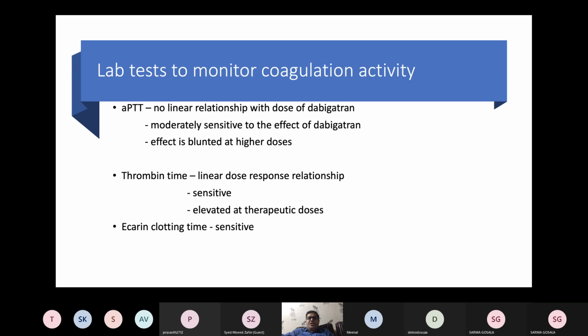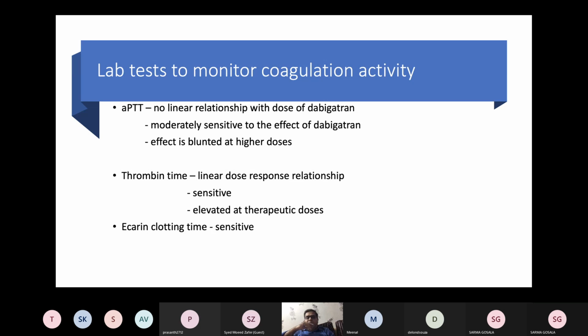So what are the lab tests you use to monitor these NOACs? You don't require to do it very regularly or closely, but there are situations where, for example, if there's a hemorrhage, you need to think, or if there is a question of compliance with the medications, then you need to look at these tests when you're using NOACs. With APTT, there's no linear relationship with the dose of dabigatran. It is moderately sensitive to the effect of dabigatran. The effect is blunted at higher doses. So you can't measure and monitor with APTT, and it is not required as well.